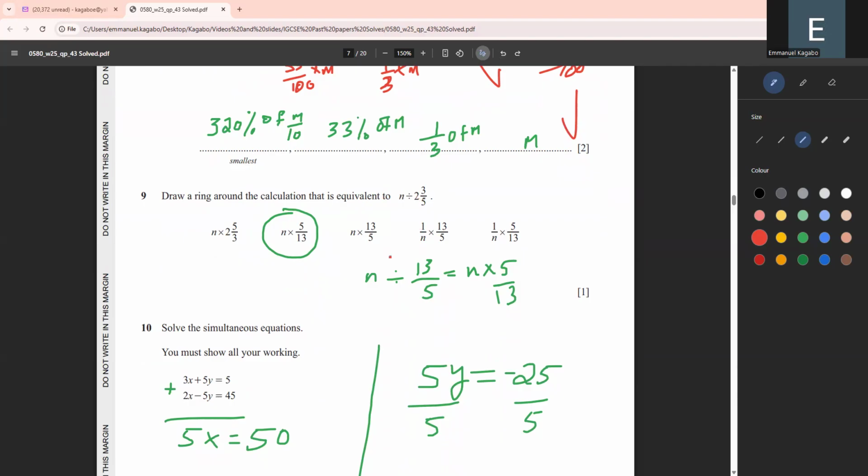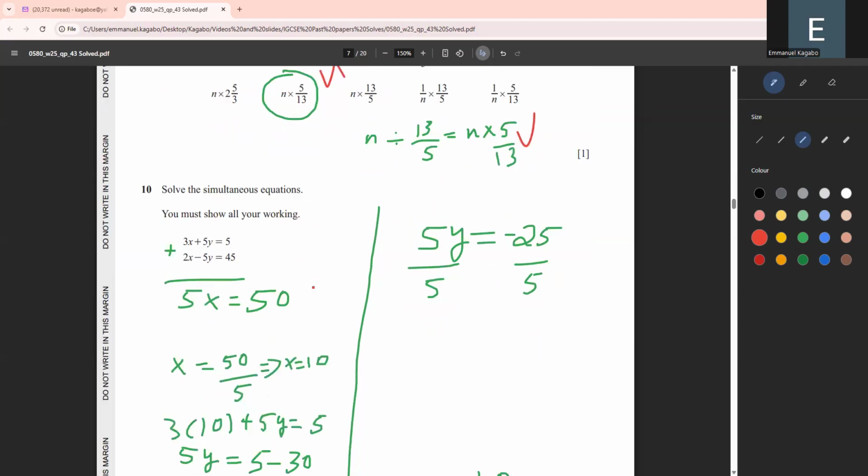And if you are dividing, you change the division sign into a multiplication sign, and then you flip the second part. So it's n times 5/13. And if you check, this one is exactly the same as that.